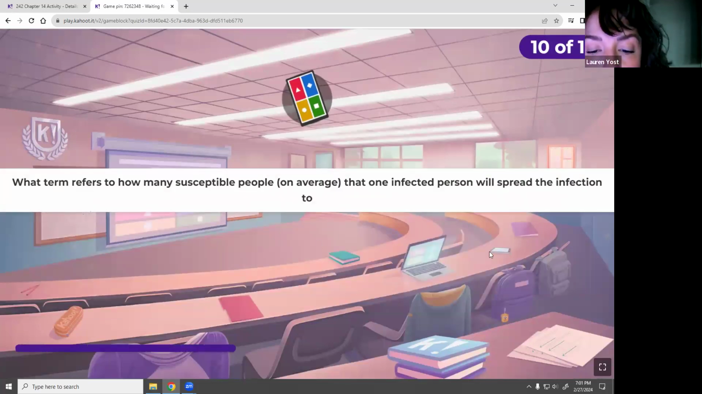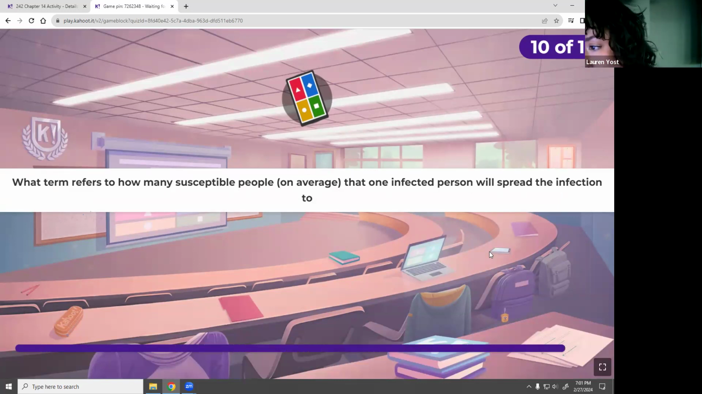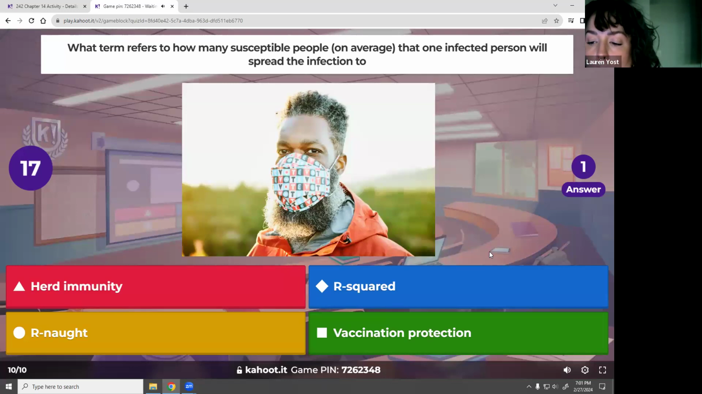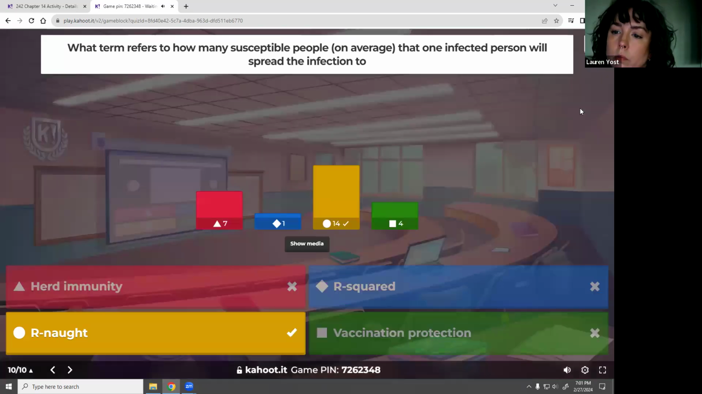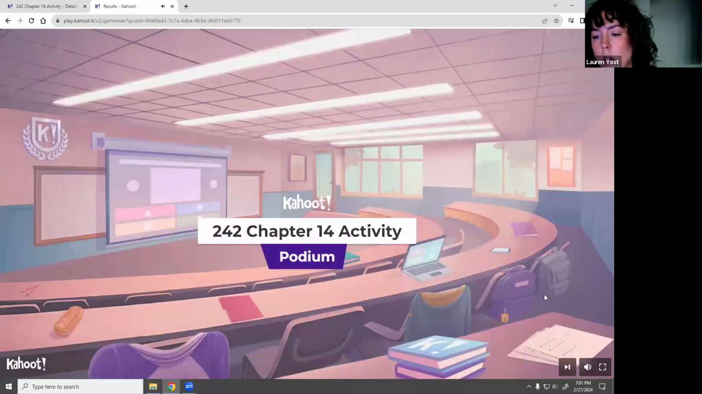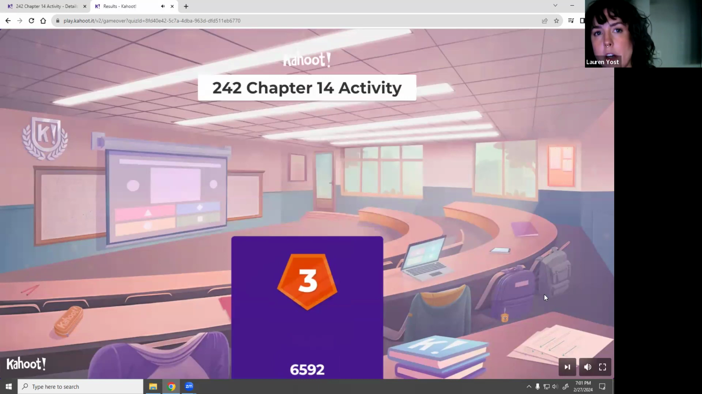Okay, so what term refers to how many susceptible people on average that one infected person will spread the infection to? Okay, so that is R naught. Good job, guys. Here's a little podium, and then you guys can take your picture and we'll head up to lab.